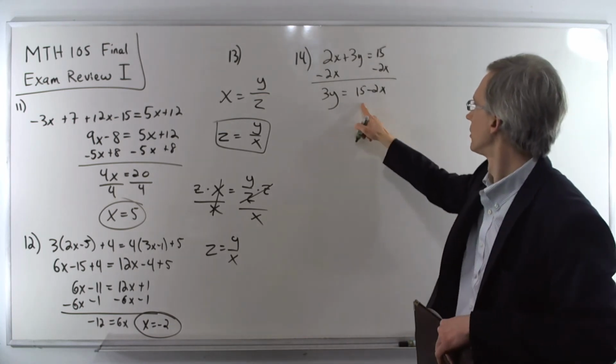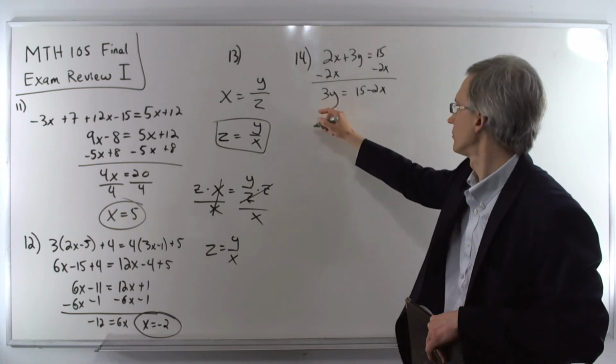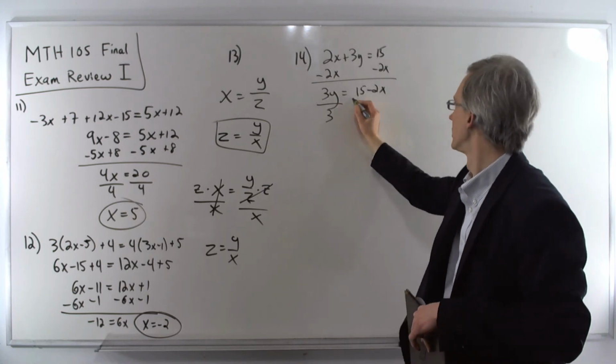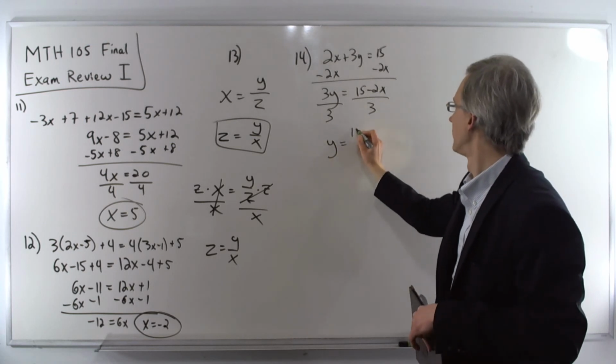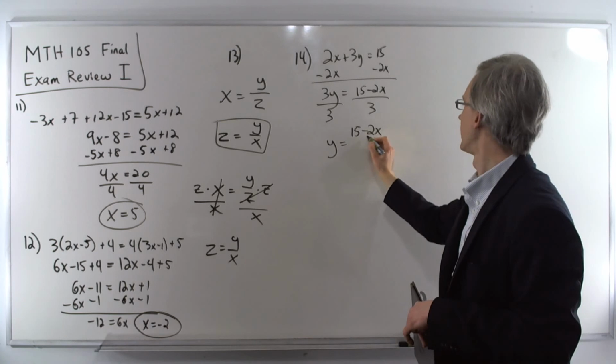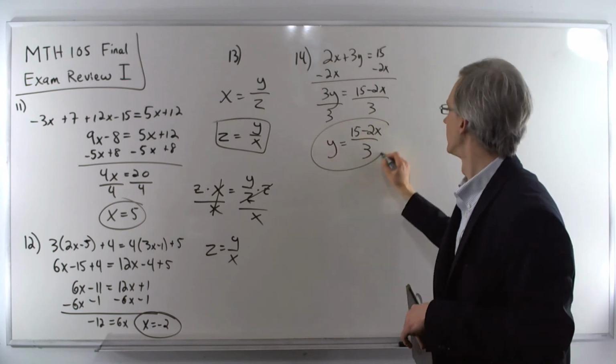Now we're one step away. We still have this coefficient we need to get rid of to get y by itself. So let's divide that out. It's going to cancel over here, and we get y equals 15 minus 2x over 3.